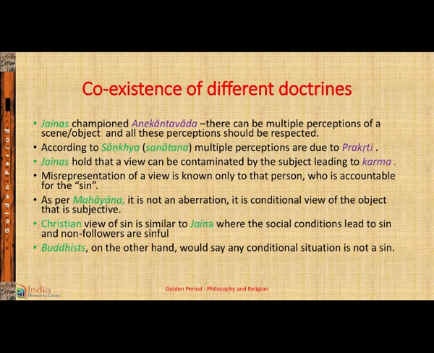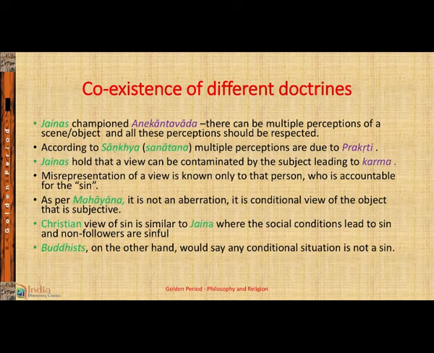So why am I saying this? Because I want to make it clear that different concepts and different doctrines existed in parallel during that time, and they grew together. Jains hold that a view contaminated by the subject leads to karma. The subject occludes your view, and that leads to karma. Misrepresentation of the view is known only to the person. I know what I am looking at and how I am representing a view. Others cannot know. So I am accountable for that kind of view, and it is a sin.